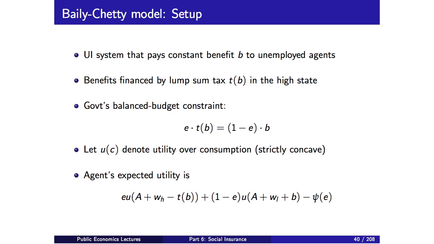The government provides insurance subject to the balanced budget constraint that the expected amount of tax revenue it collects equals the expected amount of benefits it pays. And the problem is that we're going to try to maximize the agent's expected utility, which is given by this expression here. So the weighted average of utility in the two states minus the disutility of search effort, which is given by this function psi of e, which is a convex increasing function. Okay, so that's the basic setup of the problem, and we're going to spend most of this lecture talking about various solutions to this problem.